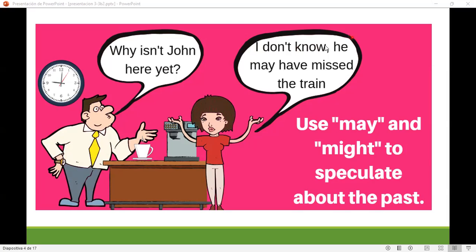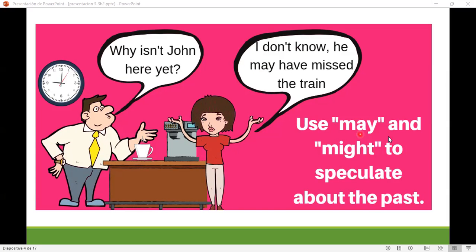Sorry. He may have missed the train. So look at something in particular. When we use modal verbs, the verb doesn't change. It's in base form, okay? Very good. Now, look at here what it says.